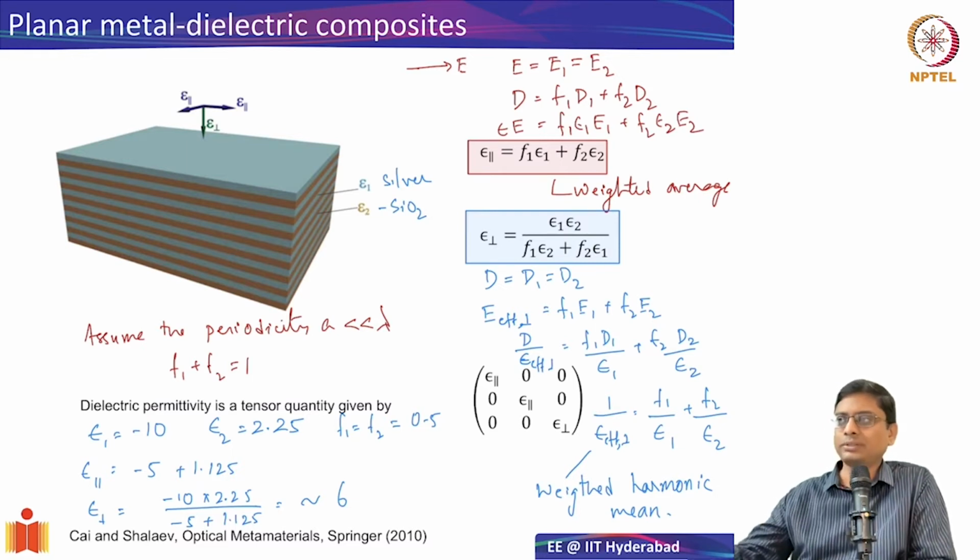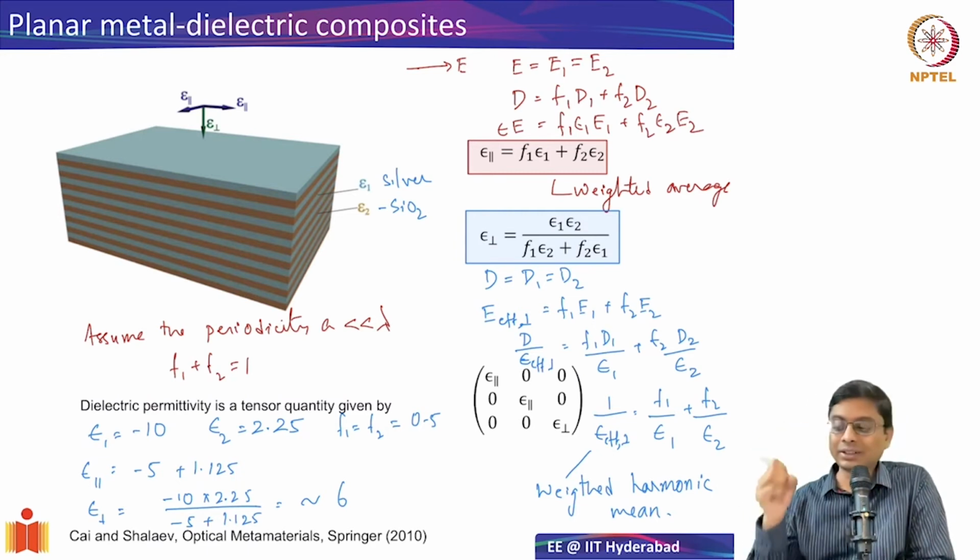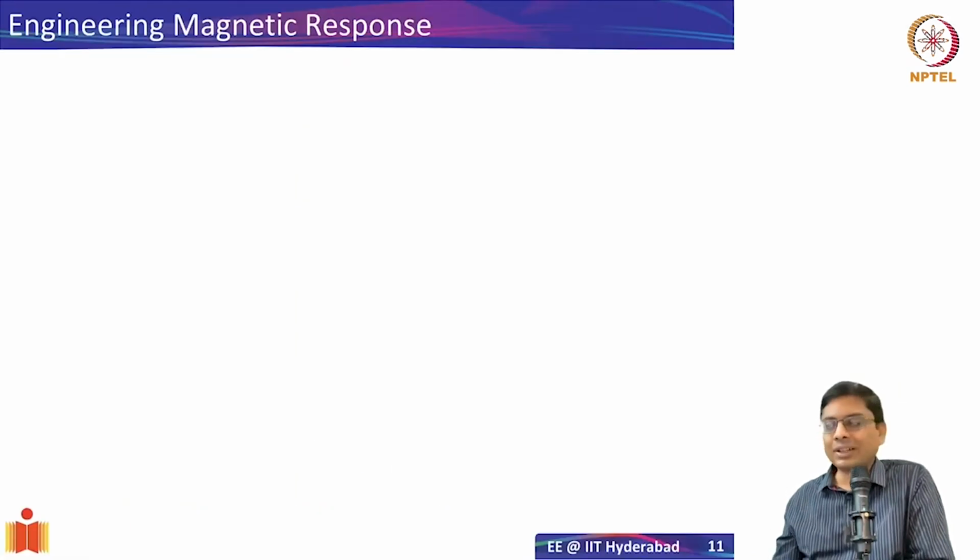So what? This is still only telling me how to control the epsilon. What about the magnetic response, mu? How do we control that? Well, to control magnetic response, we have a very interesting structure called a split ring resonator. That's a very famous structure, I would say the most famous metamaterial.